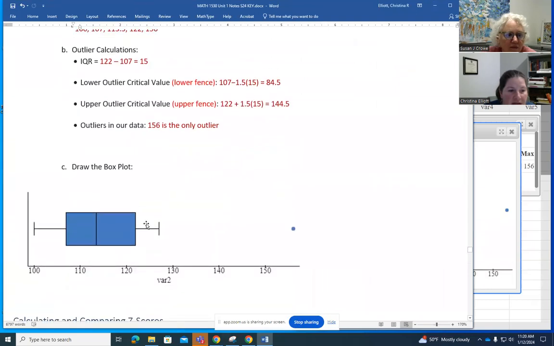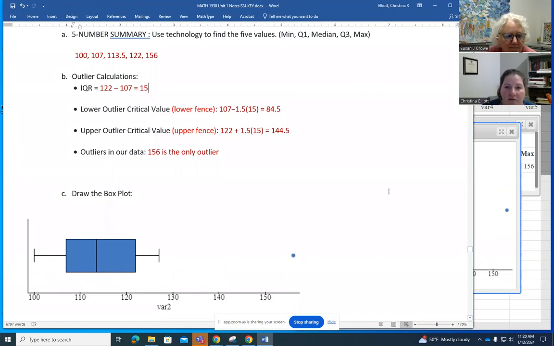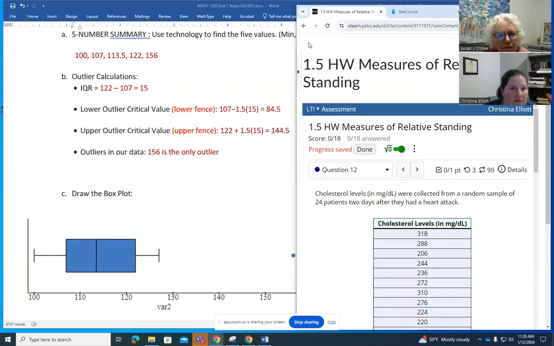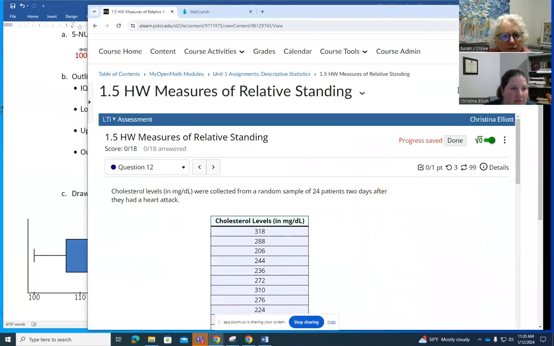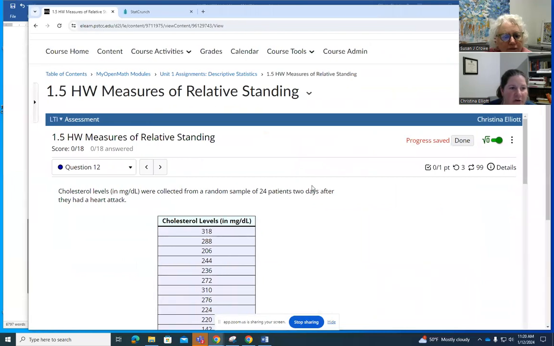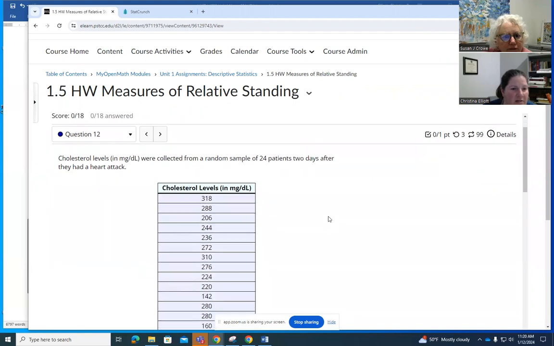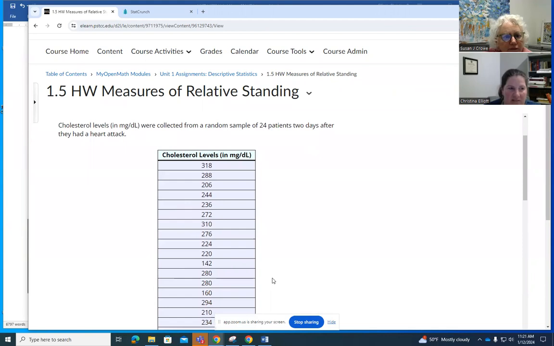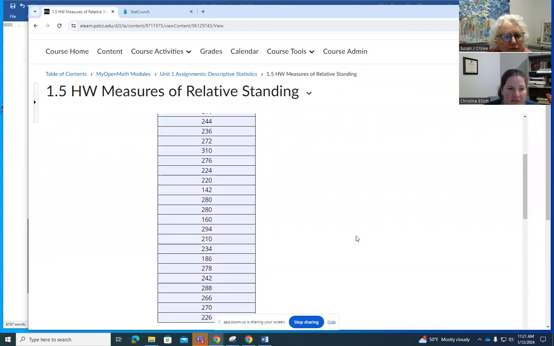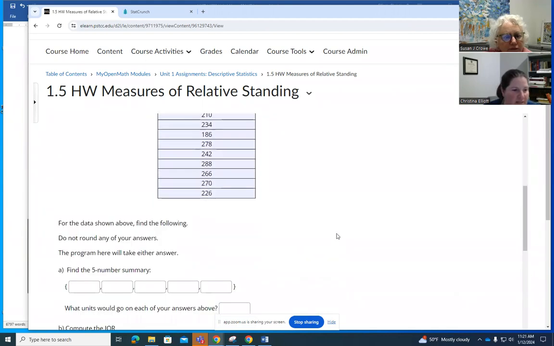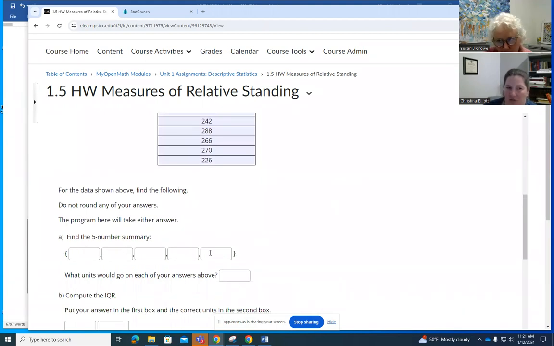And then in the notes, I have a copy of that box plot there. There is one other thing that I think we should go over, Susan, from the homework. I'm just going to pull this out here. In your 1.5 homework, this is question number 12. There is a sample of 24 patients, and you can copy and paste this data into StatCrunch. And then down here, it says to find the 5-number summary. So you'll get that from StatCrunch.